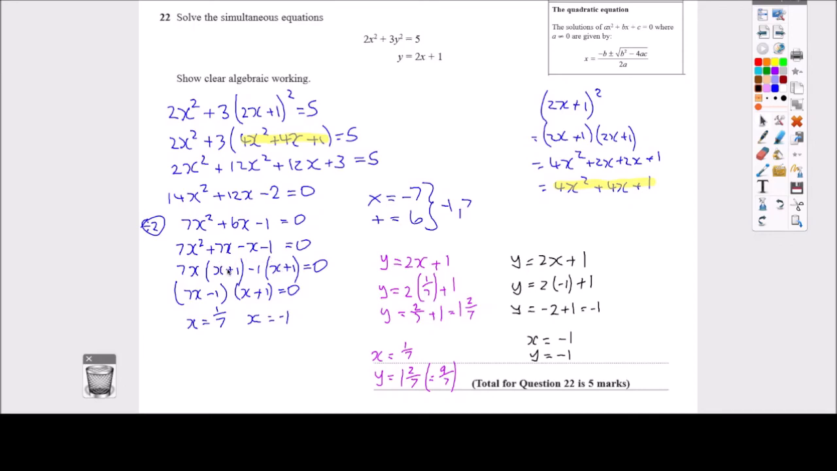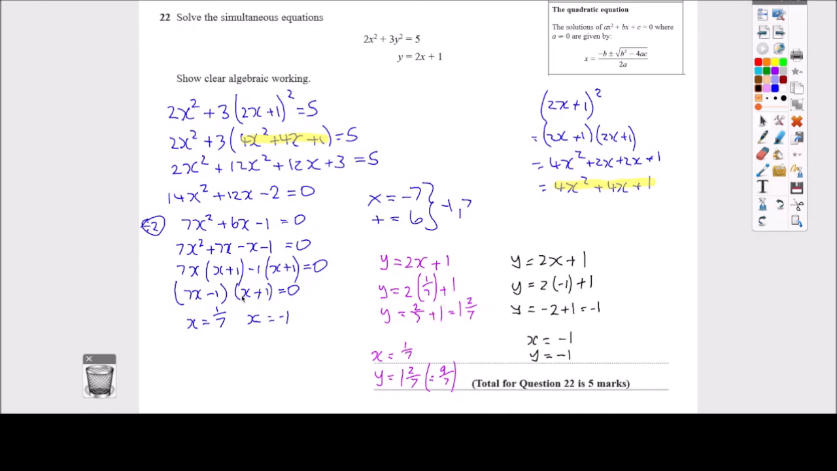Your final pair of brackets then comprises the two components that are not inside a bracket, the 7x minus 1, and the second bracket is the repeated bracket. We then solve this. What value of x makes this first bracket 0? That's when x is a 7th. 7 lots of a 7th take away 1 is 0. Or alternatively, which value of x makes the second bracket 0? That's when x is minus 1. So they are our two x values for the solutions.